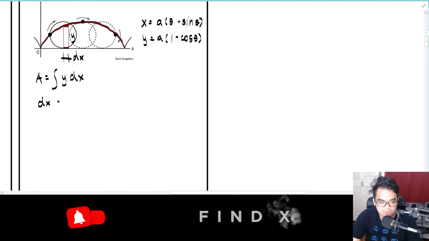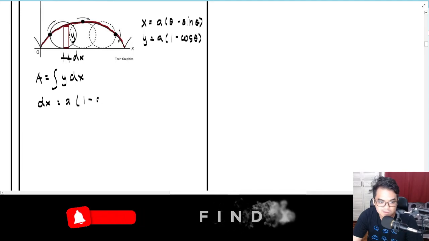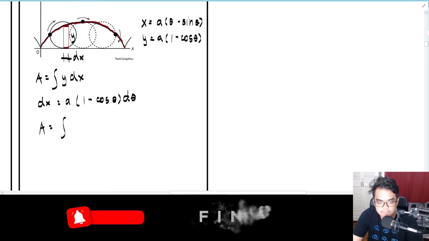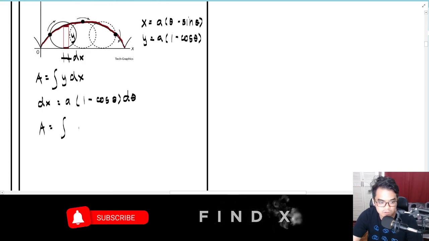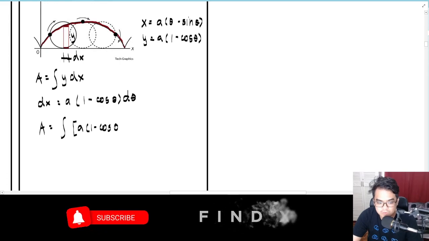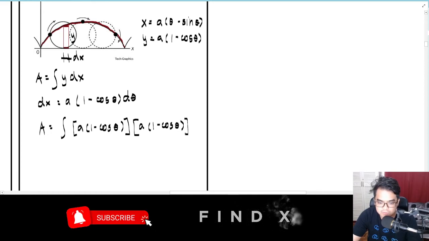The derivative of that, of course, a is a constant, that is the radius. So the derivative of theta is just 1, minus the derivative of sine theta, which is cosine theta. So this will be your dx. I forgot here the d theta. You must have a d theta there. So let's substitute the values. y is a times 1 minus cosine theta, and dx is a times 1 minus cosine theta. So don't forget the d theta.